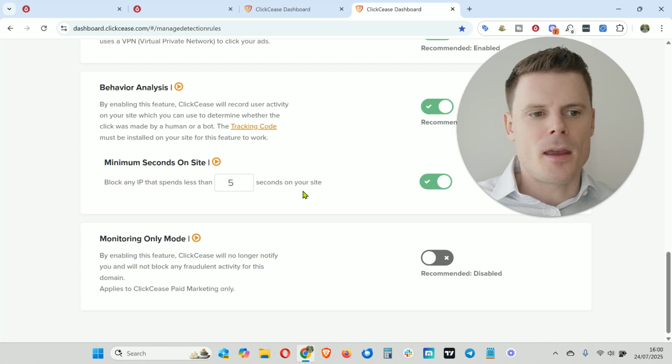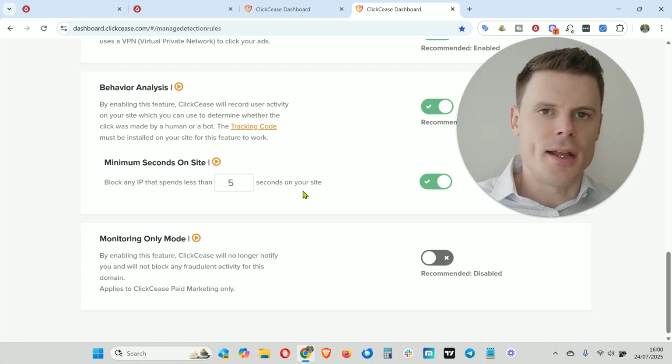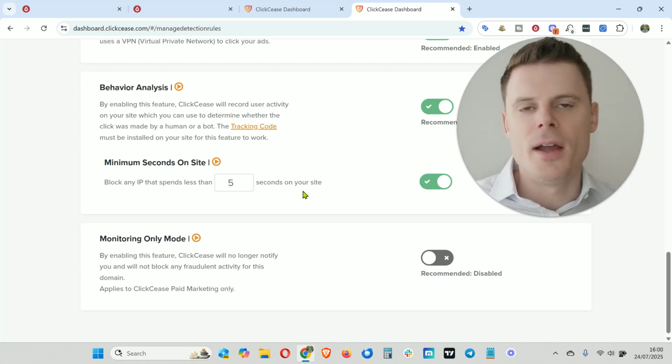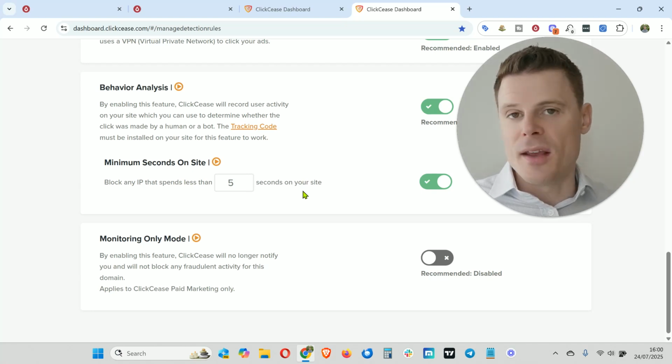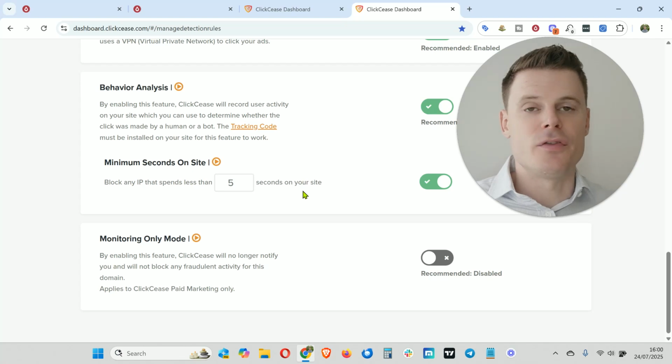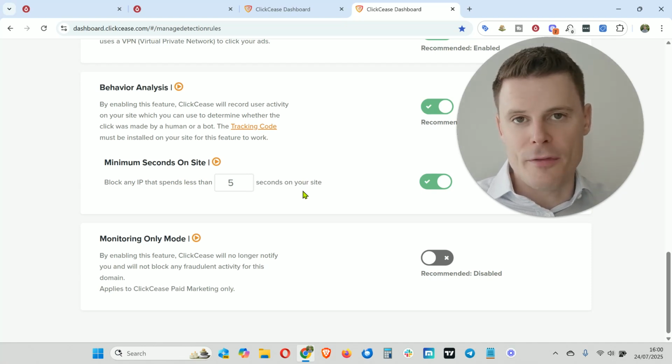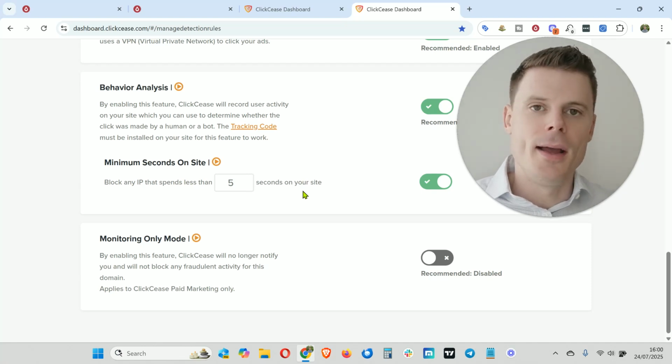So hopefully that's very useful in giving you an idea of what click fraud is, giving you the methods for checking whether that is happening in your account, and then if it is happening, the solutions in order to help fix click fraud in your account.